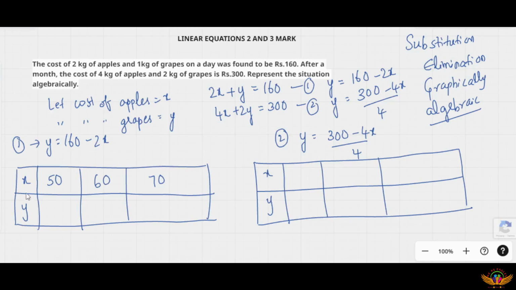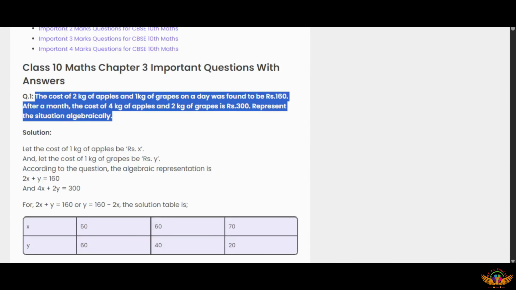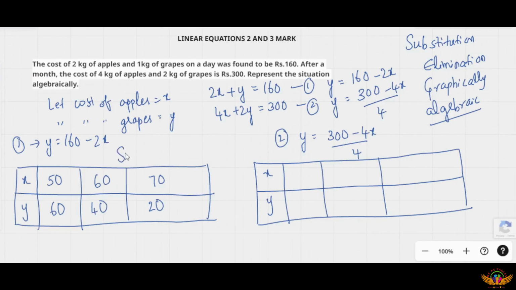If the x value is 50, 160 minus 2 into 50. You have to solve this in detail, then it will be easy for you. So 2 into 50 is 100. 160 minus 100 is 60. Again, if the x value is 60, 2 into 60 is 120. 160 minus 120 is 40. Then if 70, 7 twos are 14, 160 minus 140 is 20. So we got the first table for the equation y equals 160 minus 2x. This is called the solution table. We have to draw the solution table.